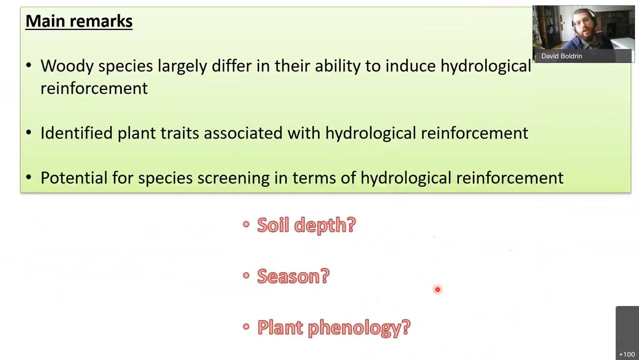So some final remarks from this initial part of the study is that woody species largely differ in variability to induce hydrological reinforcement. We identify plant traits associated with hydrological reinforcement, and so there is the potential to screen plant species for the induced hydrological reinforcement on the base of plant traits. However, at this point of the study, we still don't know the effect of soil depth, season, and plant phenology. So we want to answer this question.